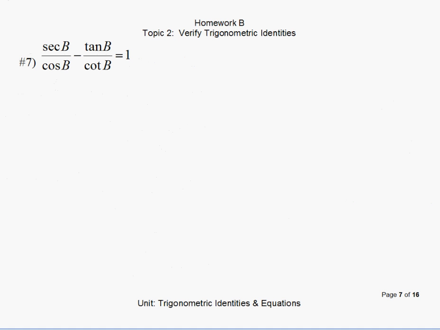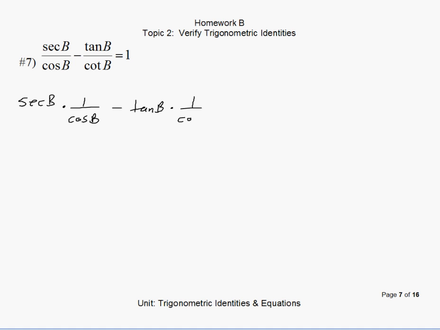Number 7, once again I'm subtracting two fractions. What do you do? You get common denominators. It's that simple. And that is not what I did. What I chose to do instead, you could get common denominators and it would work. Apparently I didn't do that.